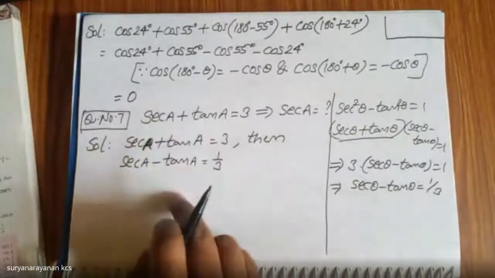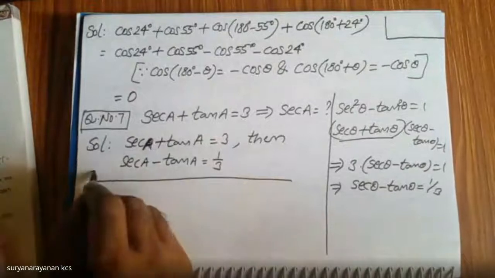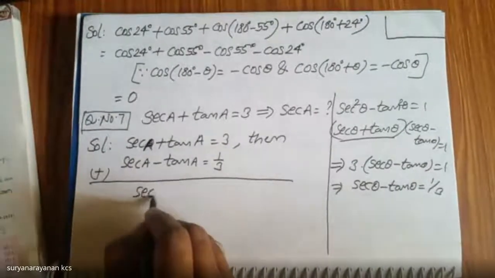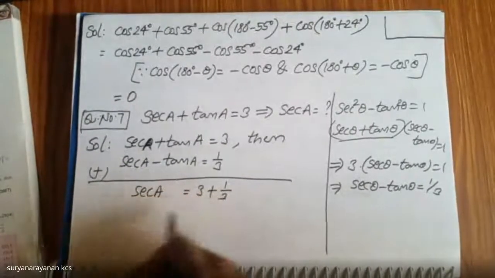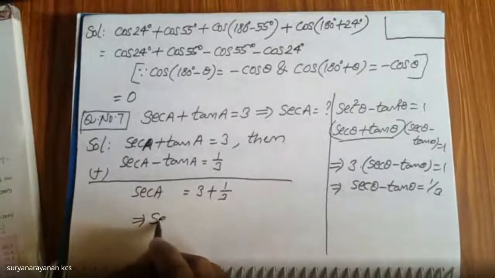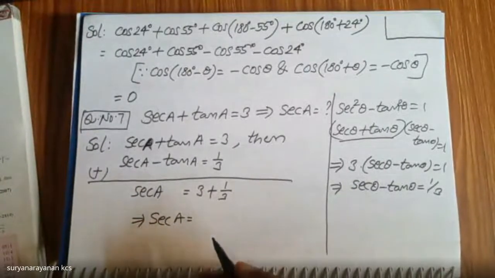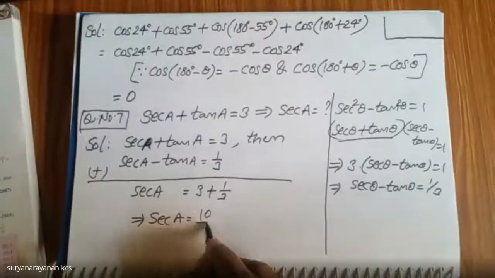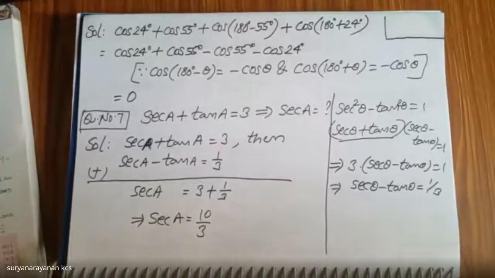Then we solve these two equations to get the secant A value. Secant A is equal to 3 plus 1/3, divided by 2. What is the value of secant A? 10/3, sir. 10/3. That is the first option.